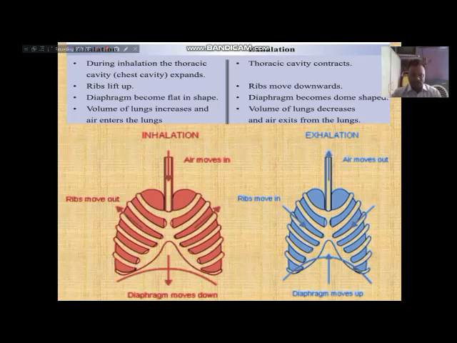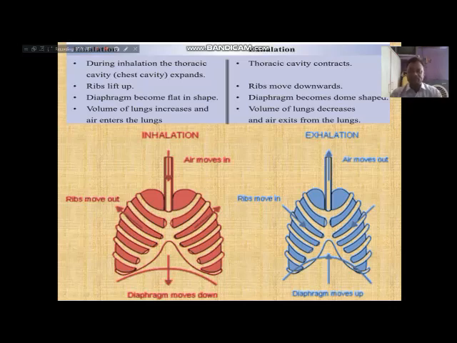That's why it is shown here. In inhalation, air enters, the ribs are lifted up, and the lungs automatically increase their volume. The diaphragm will flatten. And in the exhalation process, the thoracic cavity contracts. Now the ribs move downwards, and the diaphragm converts from a flat shape into a dome shape. The volume of the lungs decreases, then air comes outside. Exhalation means releasing air from inside to outside. Inhalation means taking in air from outside to inside. This is the basic difference between exhalation and inhalation.